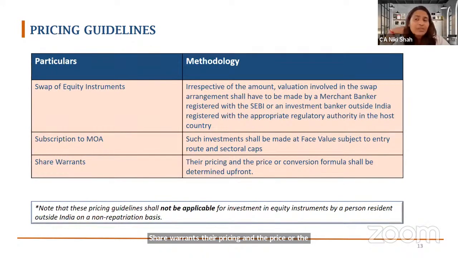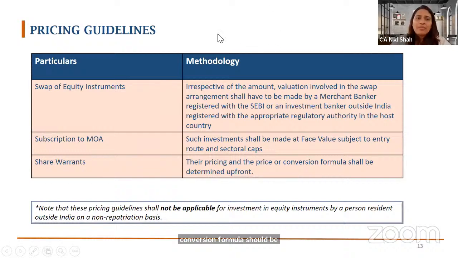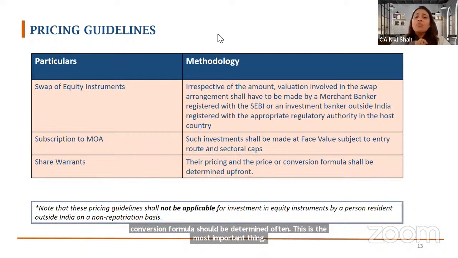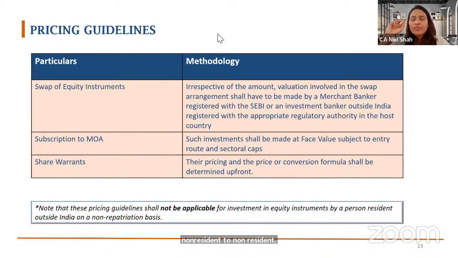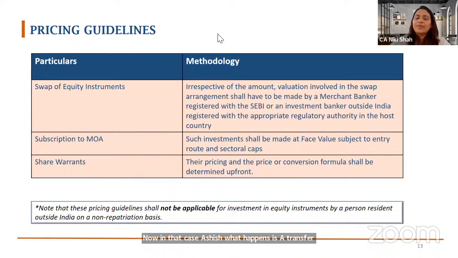Now, two more questions come up, and one question I can see in the chat box is: what would be the case where shares are transferred from non-resident to non-resident? In that case, Ashish, RBI says whatever value you want, do it. I don't worry, because I get nothing from it, no money is coming into India. So RBI is not worried about the price at which you transfer. You can do the transfer at whatever value you want.